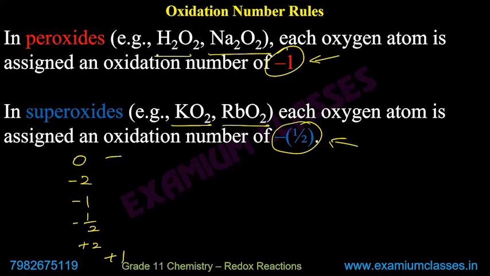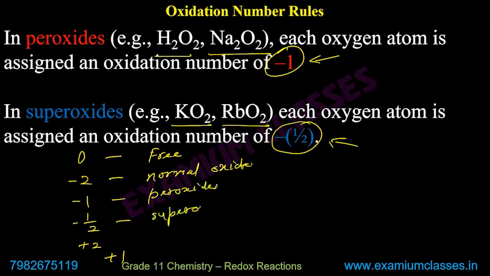So I'm talking about oxygen. 0 will be in case of free standard form, -2 in normal oxides, -1 in peroxides, -0.5 in superoxides, +2 in OF2, and +1 in O2F. Total 6 oxidation states.